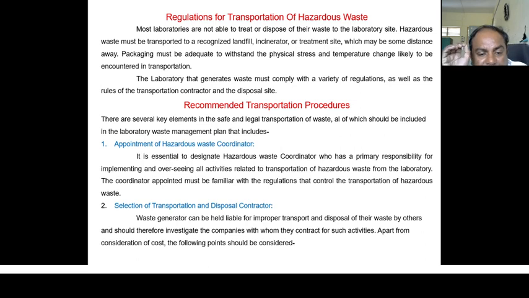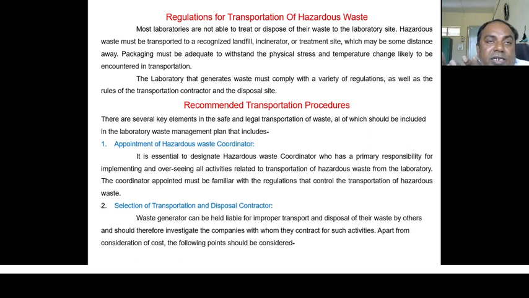Due to that, the industry as well as the hazardous waste coordinator unanimously has to appoint one person who can be called a disposal contractor. That means the hazardous waste coordinator along with the industry has to appoint one more person called a disposal contractor. The duty of the disposal contractor is to transport the chemical waste generated from the industry side to the disposal site.